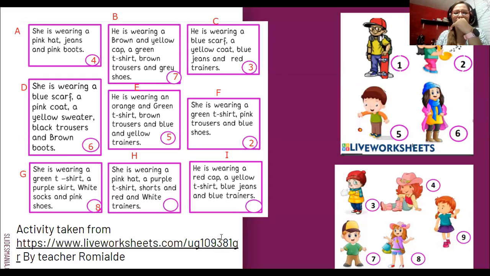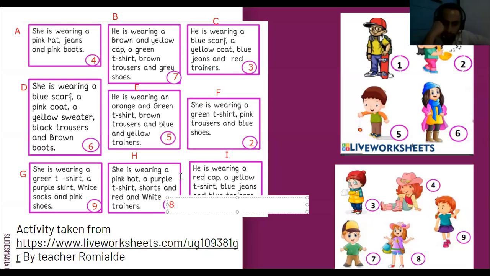Okay, very good. Now, letter H. One volunteer? Yo, René. Thank you, René. She is wearing a pink hat, a purple t-shirt, shorts and red and white trainers. Letter number four. Number four. Are you sure? Pink hat? She's wearing pink hat, a purple t-shirt. Es que aquí nos equivocamos. En letter G, she's wearing a green t-shirt. Alguien me dijo ocho. It's a number nine. Number nine. And in letter H, pink hat, purple t-shirt, shorts, and red and white trainers. Number eight. Number eight. Thank you.